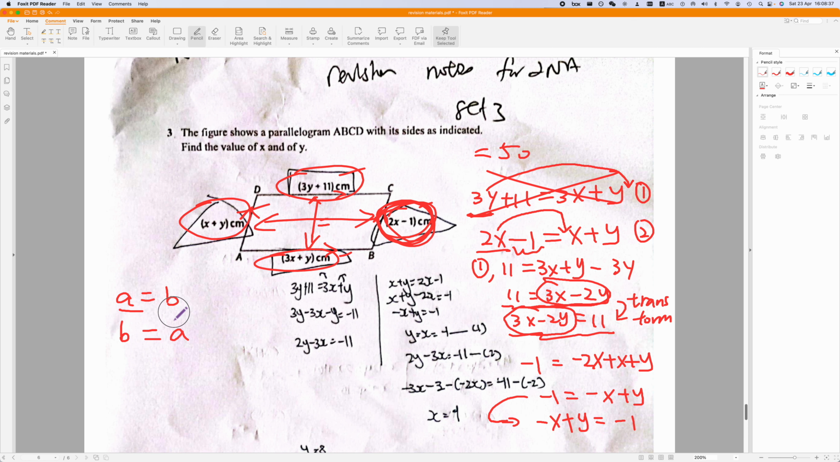This one is not called bring over. Remember, this one is not bring over. This one is called switch position. You understand me? This is not bring over, but this is called switch position.